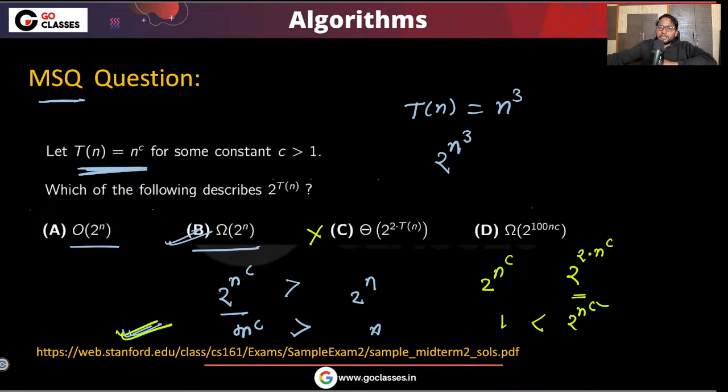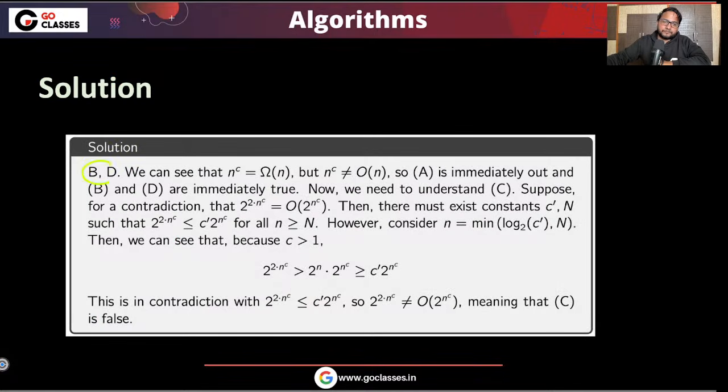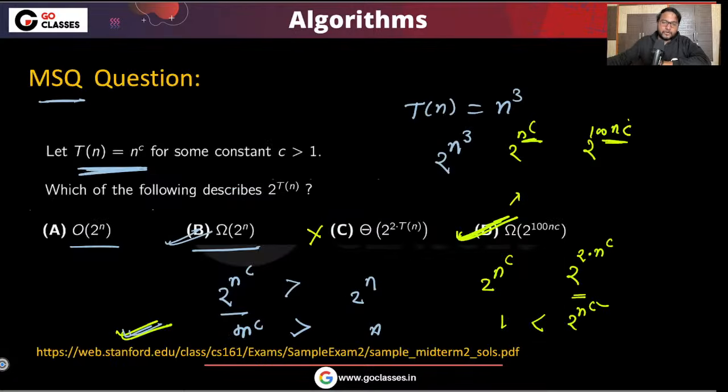What about this? They're asking 2 power n power c and 2 power 100 nc. Is this relation true? Maybe you can take the log: it will be n power c and 100 nc. Since c is a constant, n power c is definitely greater. So that's why D is the correct answer here, right? D is the correct answer. So B and D are the correct answers here. Okay, B and D. Understood? Let me know.